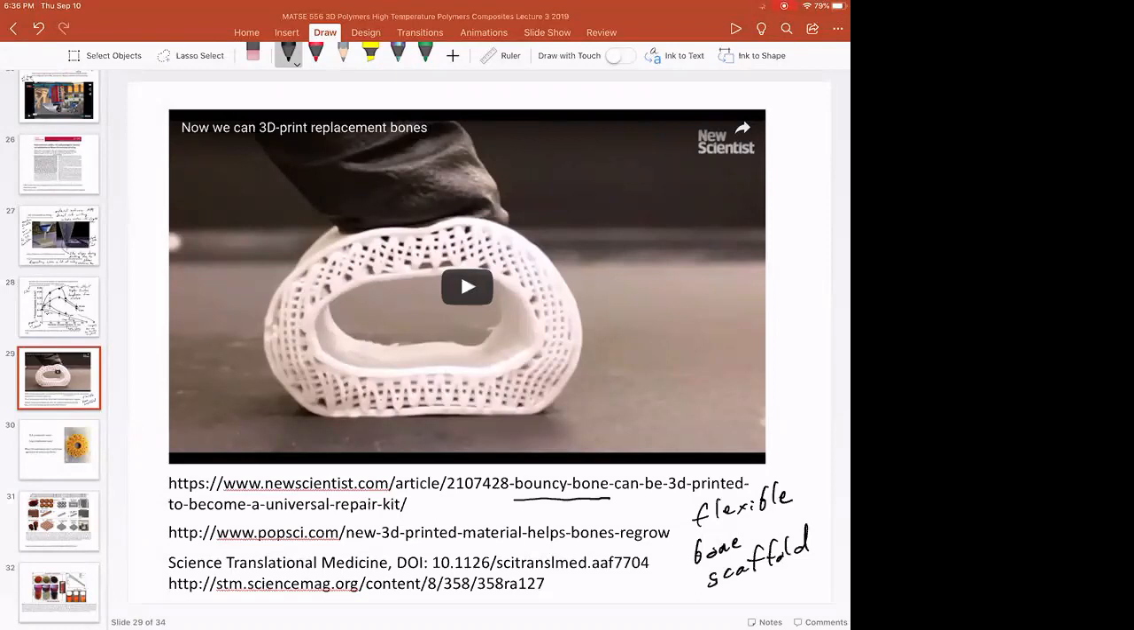So you can check out that press release or that video in your own studying. But if you're interested in biomedical applications, this is where bioprinting really shines, because you can make all sorts of different composites that you couldn't make otherwise.